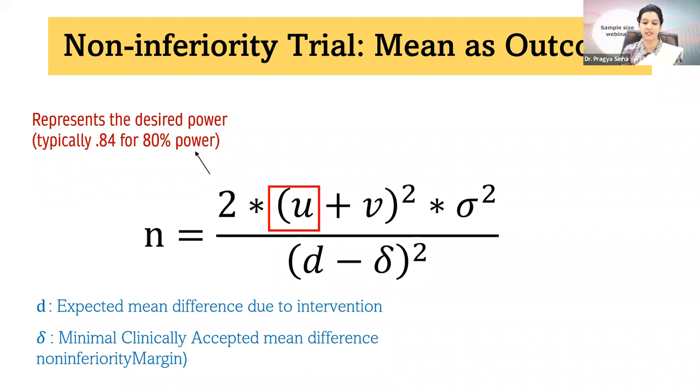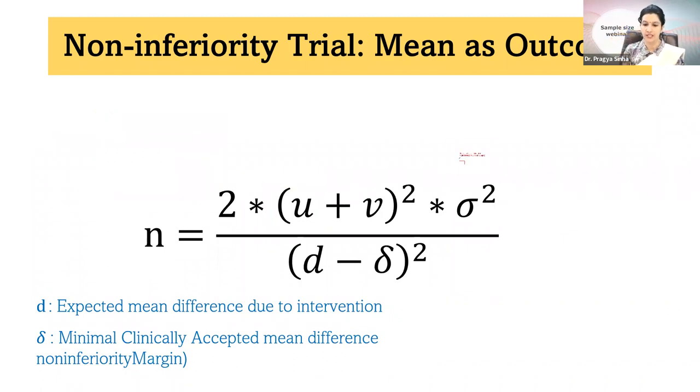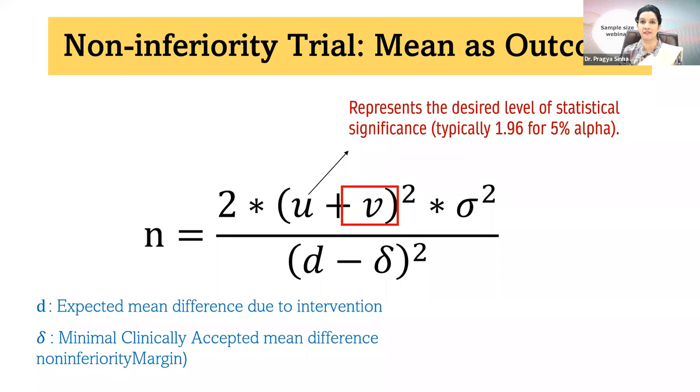So basically this U is for the power. At 80% power, the value of U is 0.84. And this V is basically the alpha error, the desired level of statistical significance. At minimum we keep it at 5%. You can have 2.5, less than that also, but we set it at 5%. So the value of V at the 5% level is 1.96. So these are the two values, 0.84 and 1.96, that is U plus V.